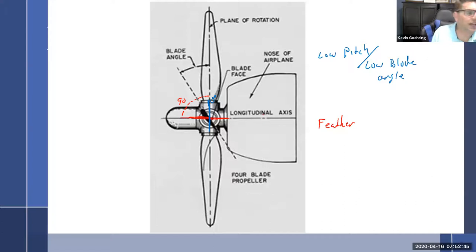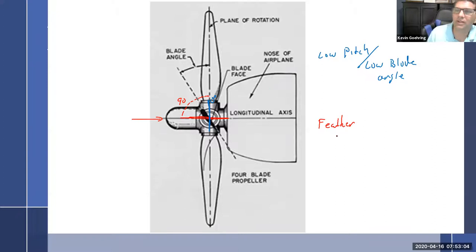So if this engine had a problem and you shut it down in flight, you go to feather because the wind is coming this way and it does not rotate the propeller. You don't want a prop rotating if you've got an engine shut down on a twin engine aircraft. It just creates too much drag. We're going to get into that, but it's called the feather position, and that's the extreme end of it.